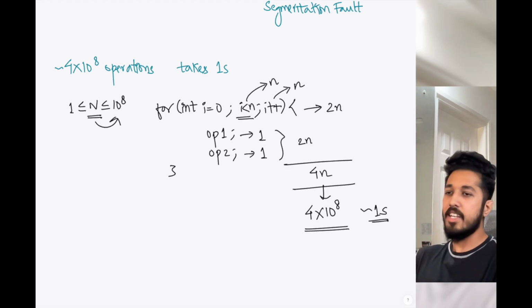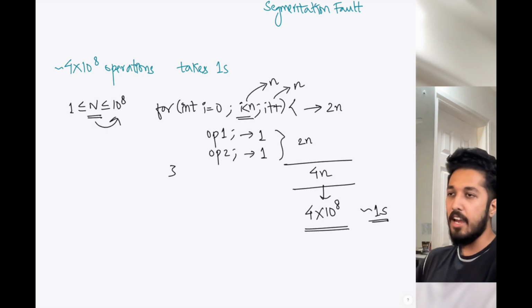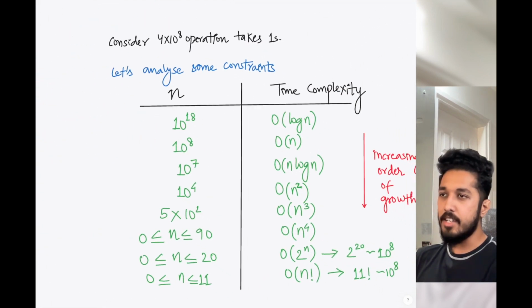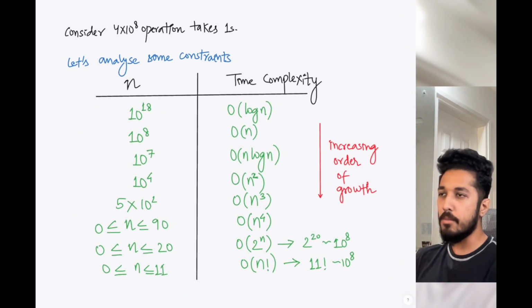Now considering that 4 into 10 to the power 8 operations take 1 second, let's analyze some more constraints and see what is the maximum time complexity that we can have for our algorithm to run under 1 second. As you can see, if the value of n is 10 to the power 8, then a big O of n squared approach will obviously not work, because that will be 10 to the power 16 operations, right?